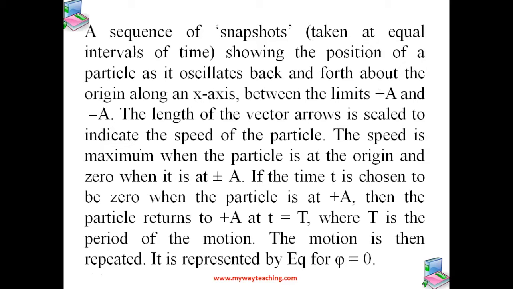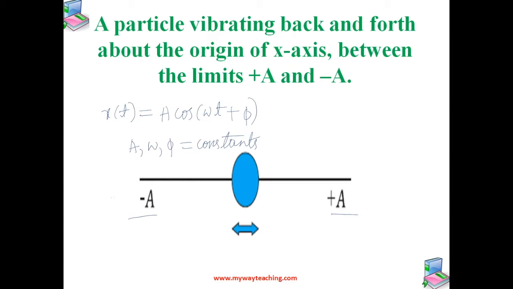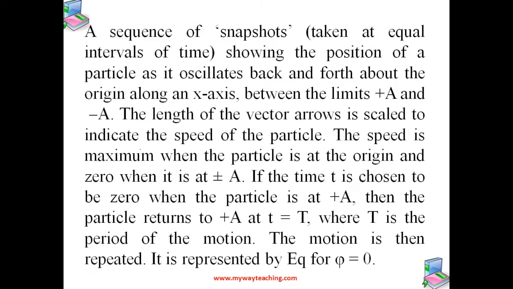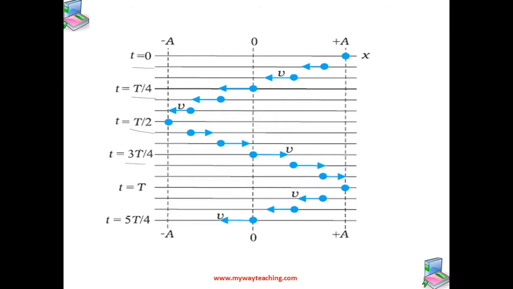Position of a particle, which shows the position of a particle as it oscillates back and forth about the origin along an x-axis between the limits plus A and minus A. So that was the figure description, and here in this figure you can see the location of the particle in simple harmonic motion at the discrete values, that is t is equal to 0, T by 4, T by 2, 3T by 4, T and 5T by 4, and even the time after which the motion repeats itself, that is T.